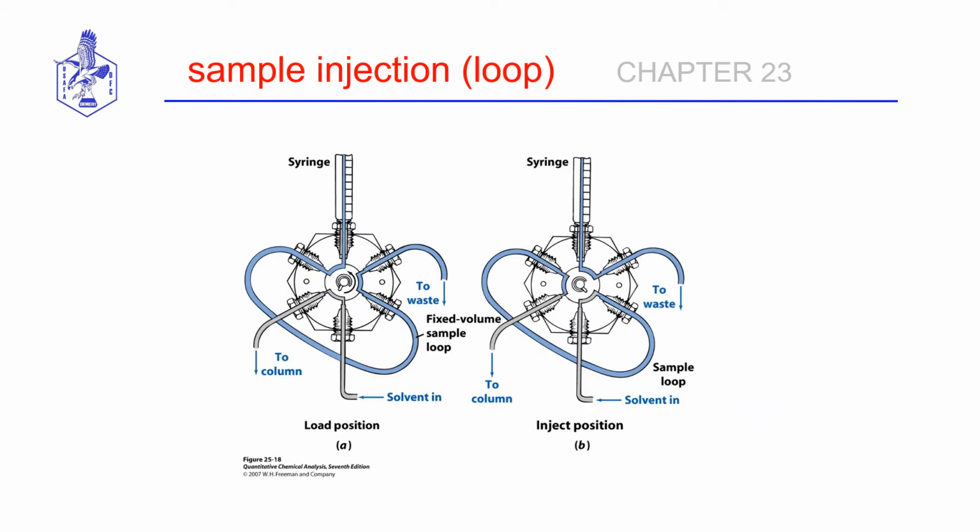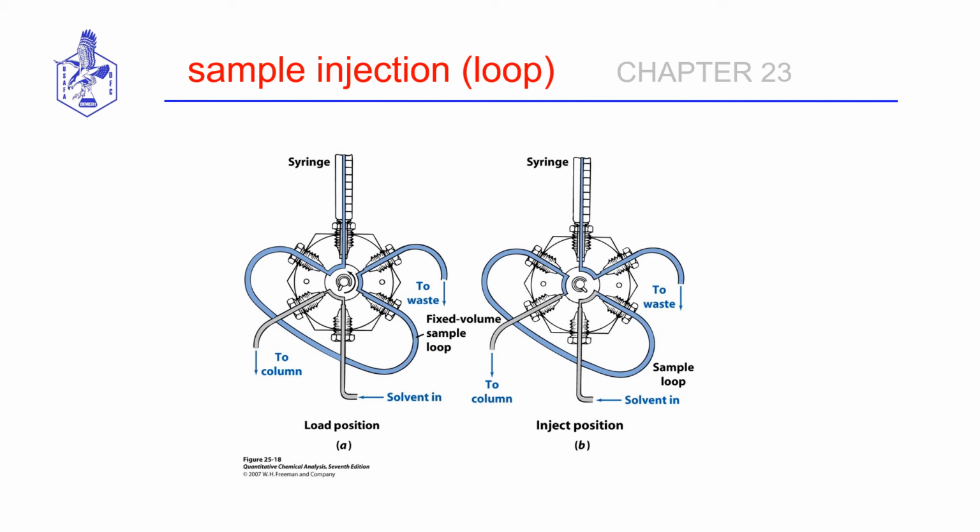The component in our instrument that allows us to introduce our sample is known as an injection loop. The injection loop is going to ensure that we introduce a very fixed and reproducible volume of our sample onto the column.